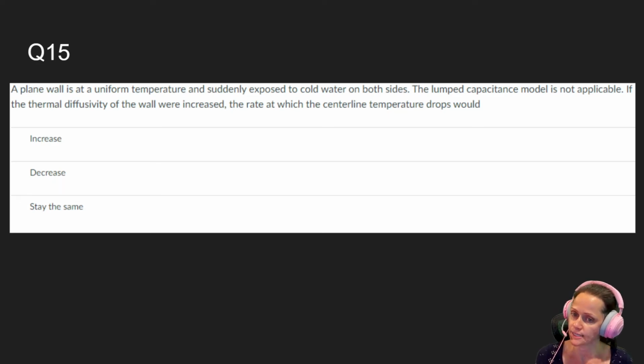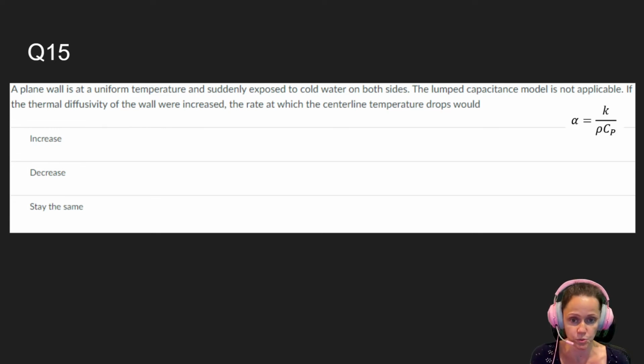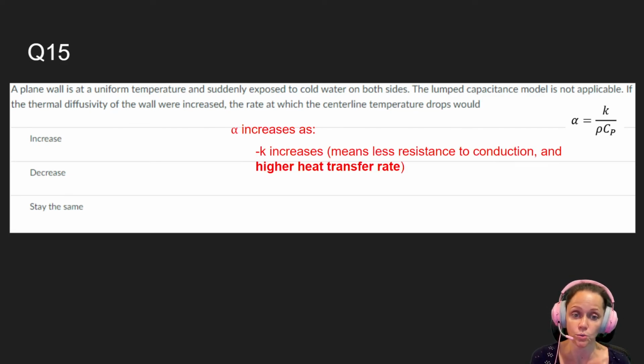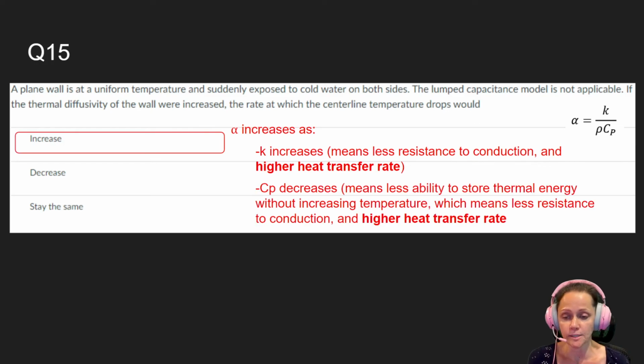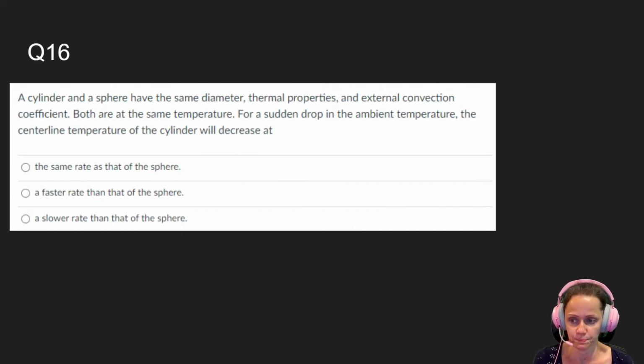Question 15, same scenario, but now we're looking at the thermal diffusivity. If that were increased, the rate at which the centerline temperature drops would also increase, because this is related to k, right? But it's also related to the specific heat. So that thermal diffusivity is going to increase as c_p decreases, meaning that as c_p decreases, it has less of an ability to store thermal energy without changing temperature.